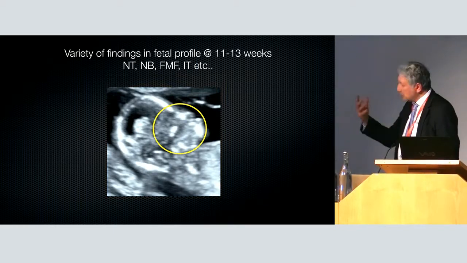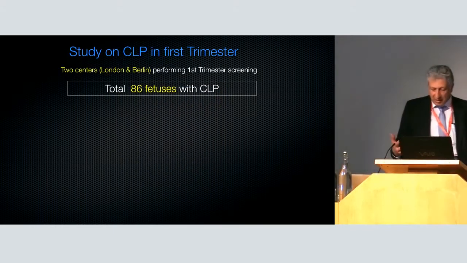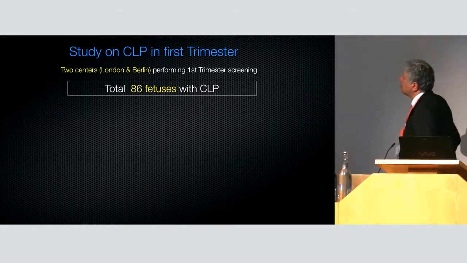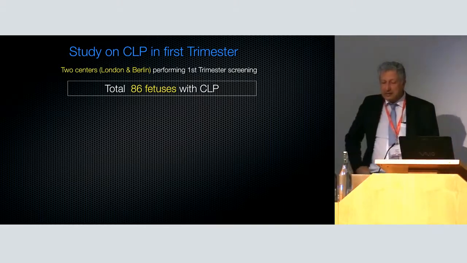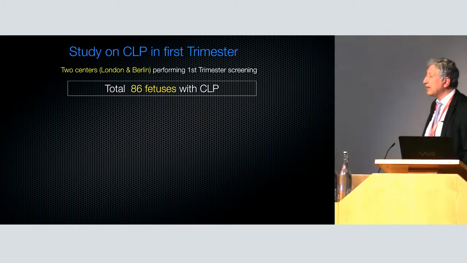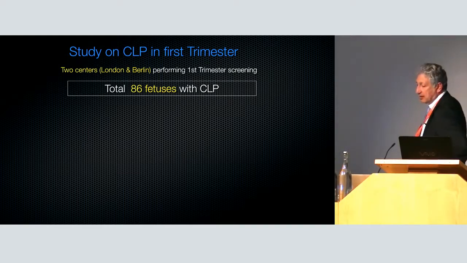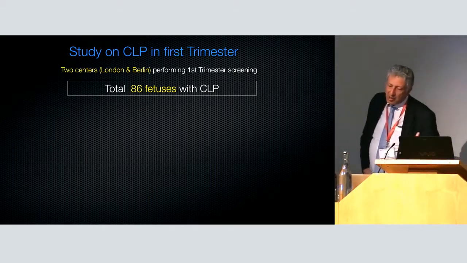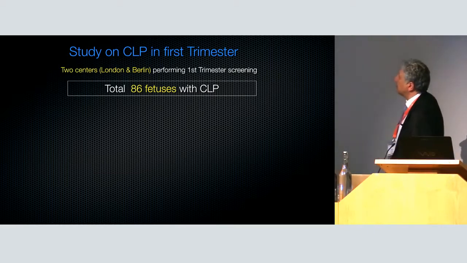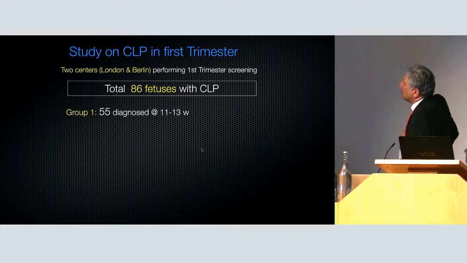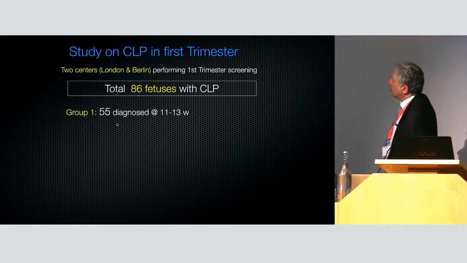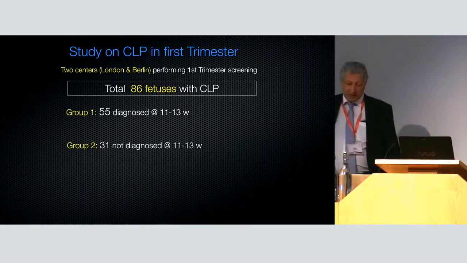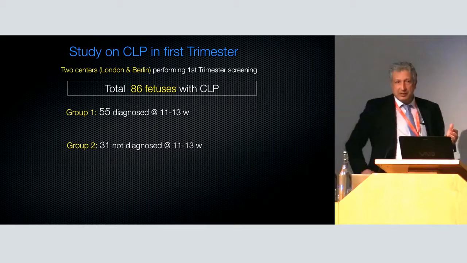And now, once you see these things, you ask, what are the detection possibilities for these conditions? So we did a study with Kypros, in our center and three centers in London, where we took all cases having CLP after a first trimester nuchal translucency scan. In comparison to the Syngelaki study, let's say we are more or less good people doing good scans even in the different centers. There were 50 cases diagnosed in the first trimester in group 1, and a group 2 of 31 fetuses that had the first trimester scan but were not diagnosed at this stage.